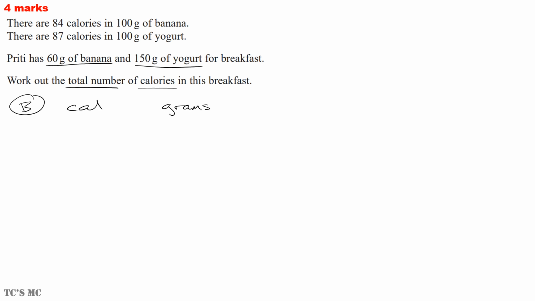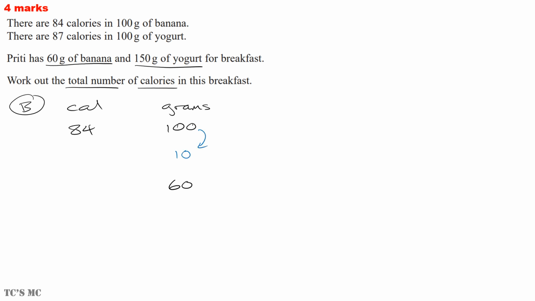Start with what we know, so 84 calories in 100 grams. We are working it out for 60 grams. If I go across, I can't think of a nice number. I know I have a calculator, but even then, I'm going to go downwards. I can't think of a nice number, not really, for 100 to 60. So I'm going to find a common factor. I'm going to use 10. I can use any common factor here.